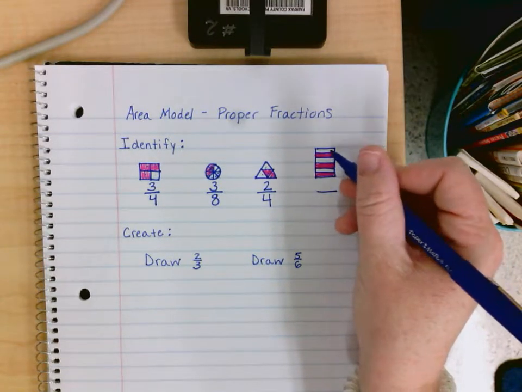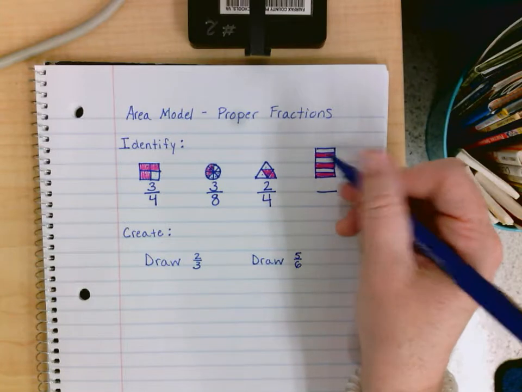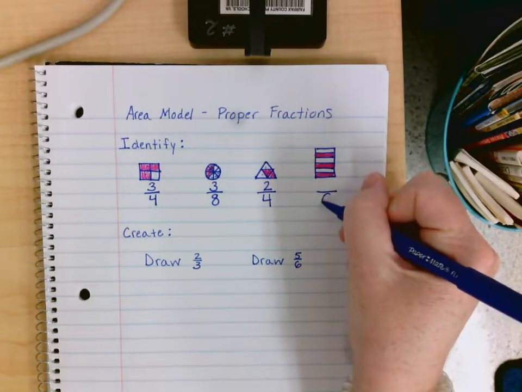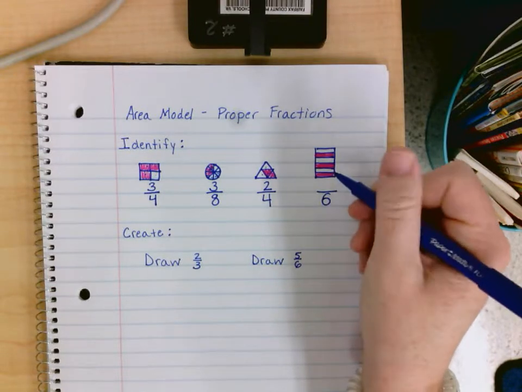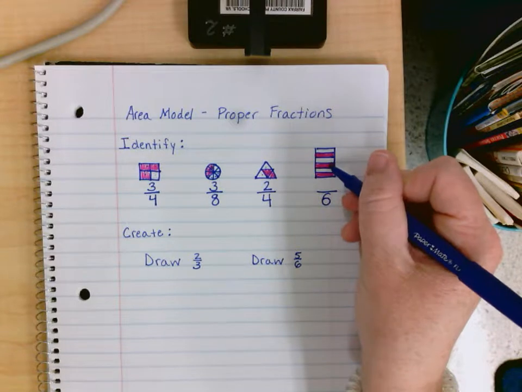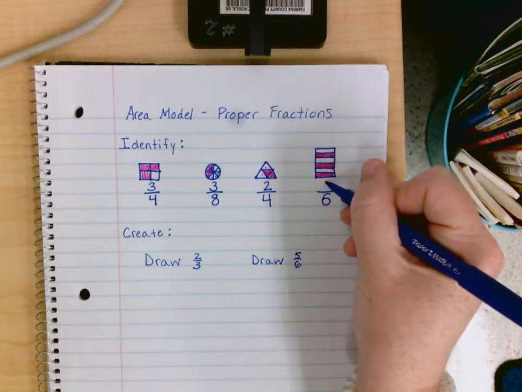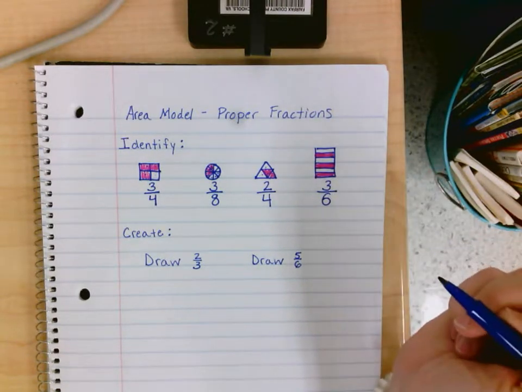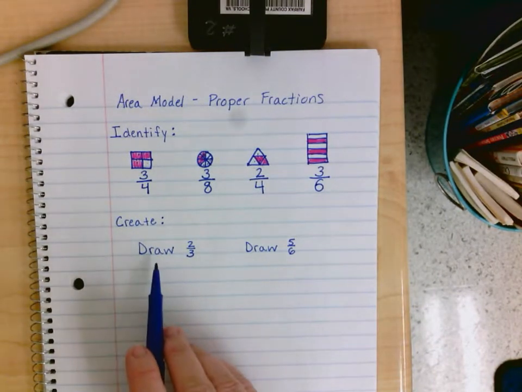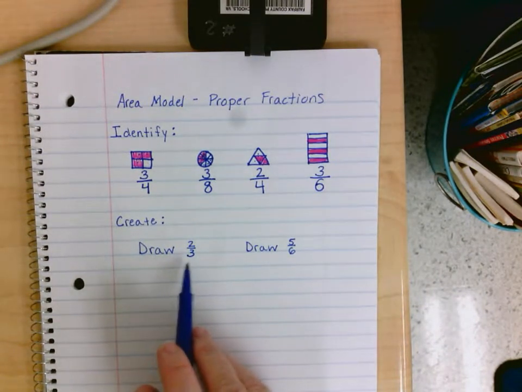Next, I'm going to look at this rectangle, and again, I'm going to start by looking at how many parts make up the whole. 1, 2, 3, 4, 5, 6 parts. And now I'm going to count how many are shaded. 1/6, 2/6, 3/6 shaded.